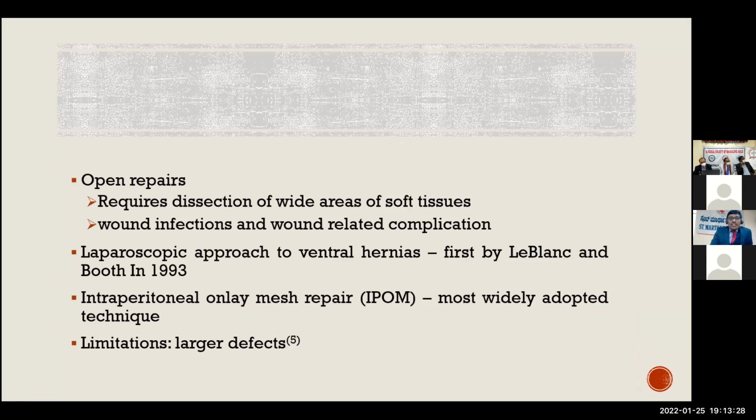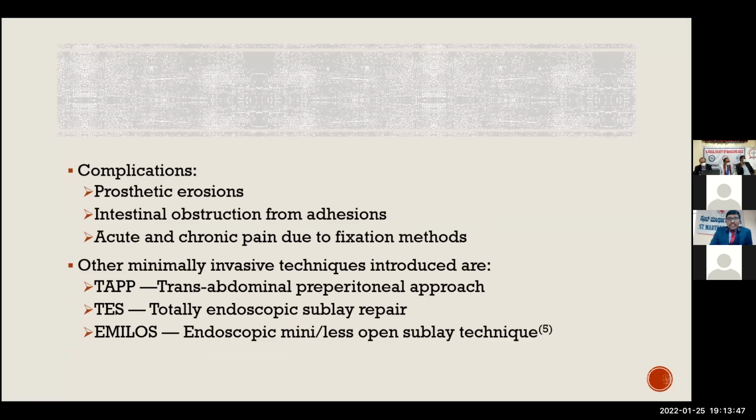Open repairs are associated with resection of wide areas of soft tissues and are associated with wound infections and wound-related complications. Laparoscopic approach was introduced to ventral hernia repairs first by LeBlanc and Booth in 1993 in order to avoid these complications of open repairs. IPOM seems to be the most widely adopted technique, but it is not useful for larger defects and is associated with complications such as prosthetic erosions, intestinal obstruction, acute and chronic pain.